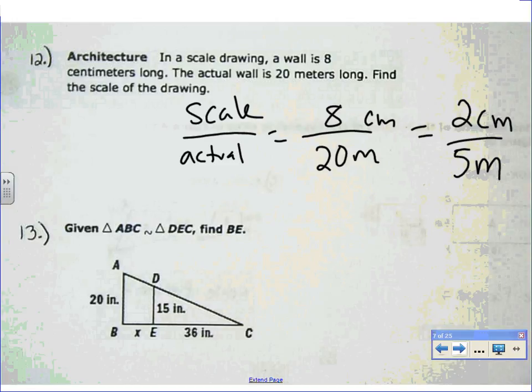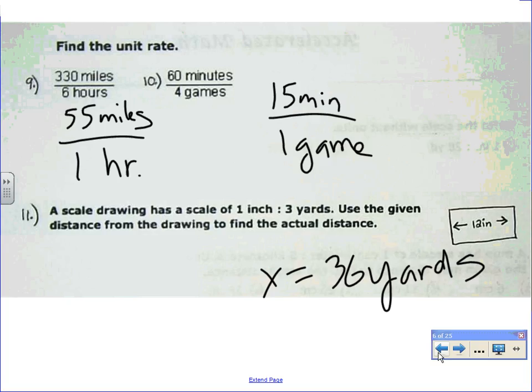Ray? Yeah, but whenever we set these up, Ray, for number 11, remember how we did scale on the top, actual on the bottom. The scale is always going to be in inches. The actual is always going to be in yards. Now, you have an equivalent answer, so that's not wrong, but you want to try to keep the units the same in regards to scale and actual.